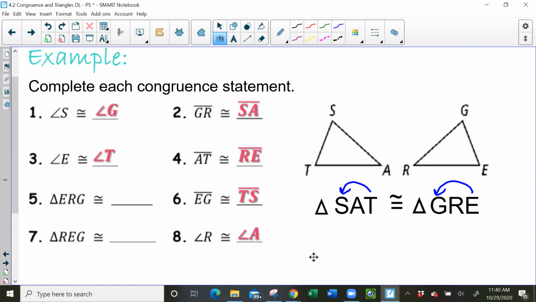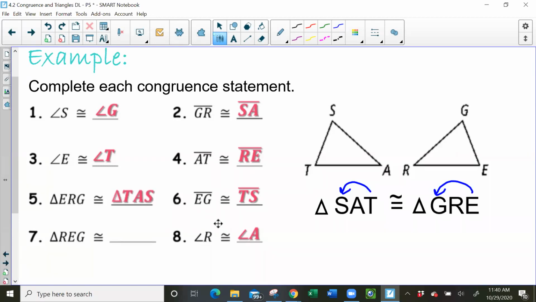Correct, angle A. So angle R is the middle letter, angle A. How about triangle number 5, triangle ERG? So if they are writing my congruence statement now in a different order, ERG. Some people with it correct.